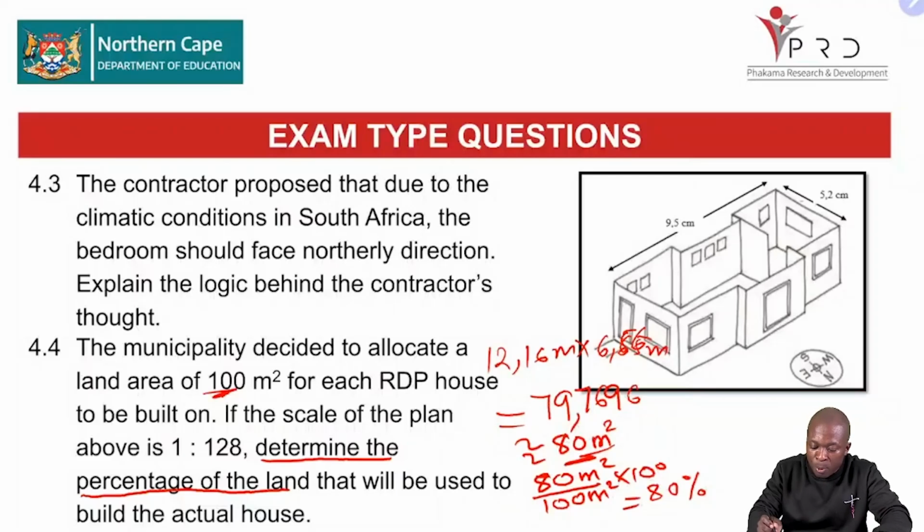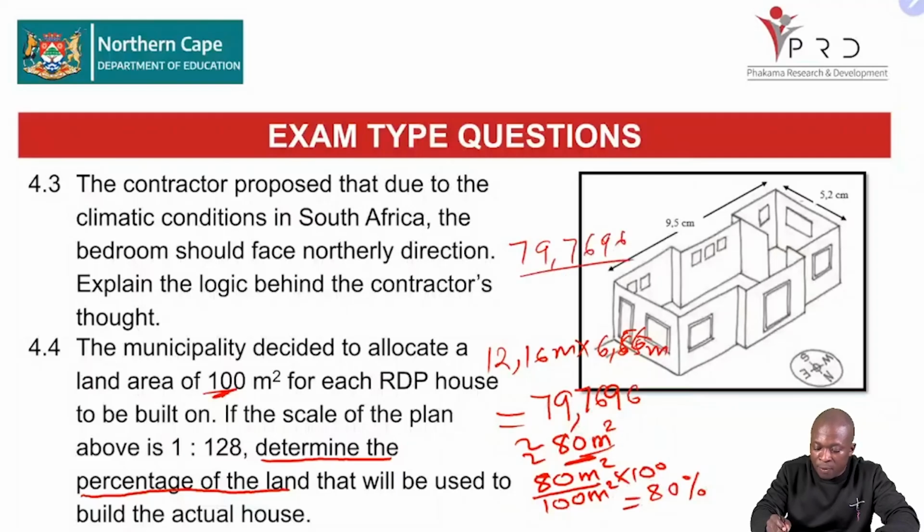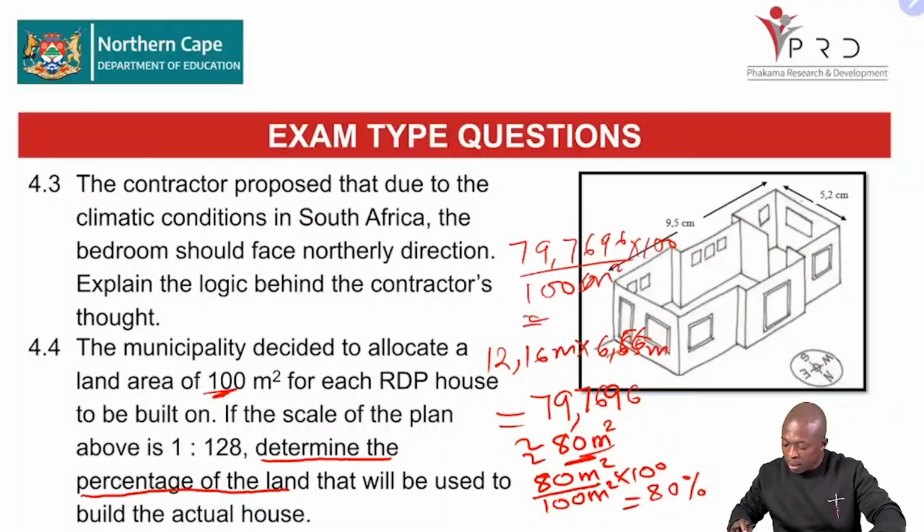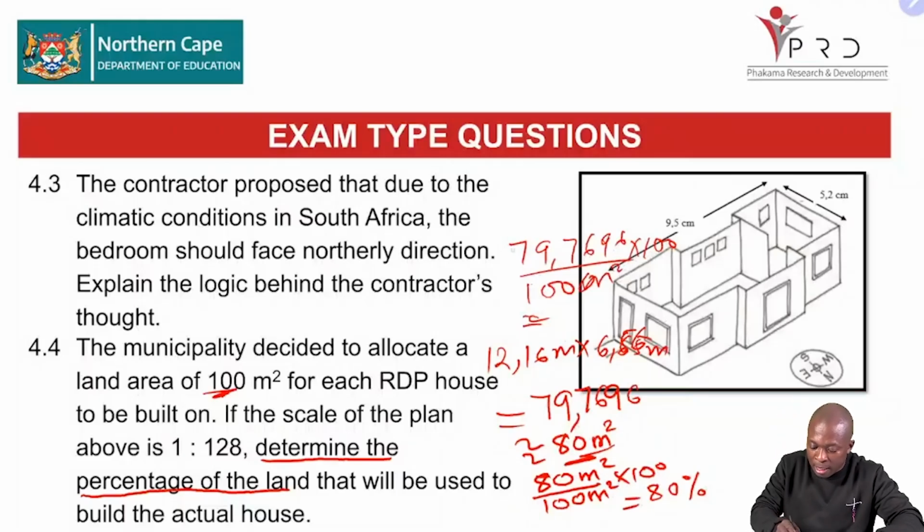If you did not convert to 80 meters squared, no problem. Take your 79.7696, divide everything by 100 meters squared, times everything by 100. And that will still give you, let's work together, 79.7696 divided by 100, multiply everything by 100. That will give us 79.76. Then you can round everything to 80%.